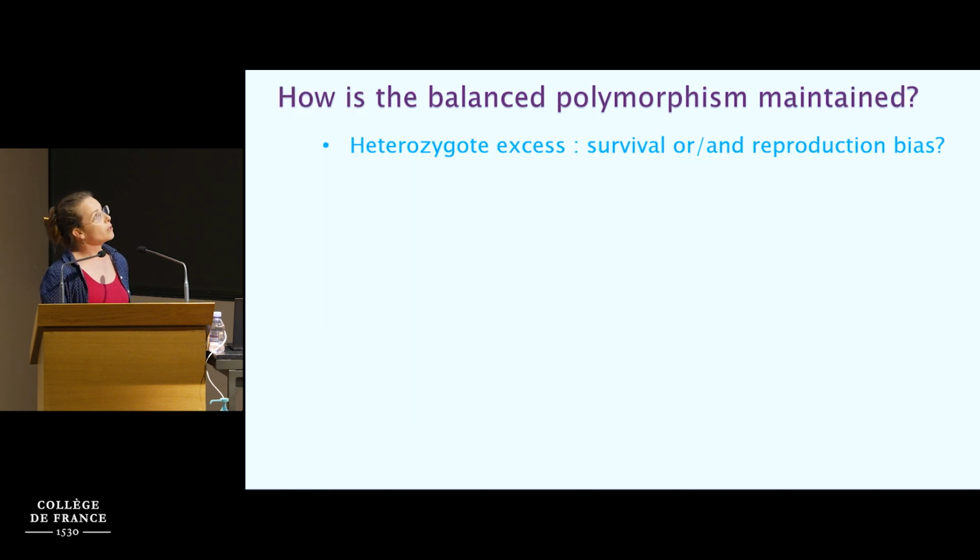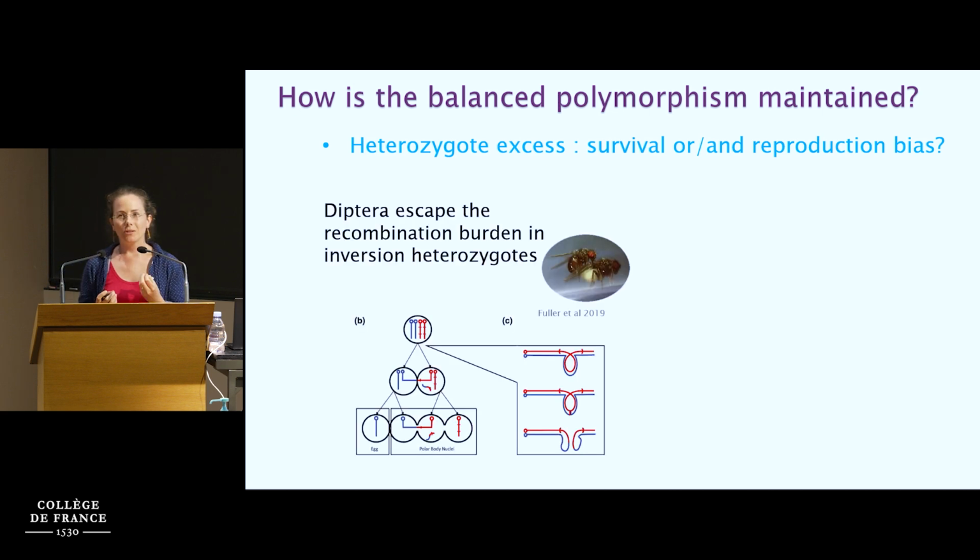So why this heterozygote excess? We could think about both survival and reproduction bias. First, a question that arises very often is that when you think about inversions, for example, in mammals, and think about the problem that it creates during recombination, because the 2 arrangements cannot pair, it could create unbalanced gametes. So we could think, well, the heterozygotes will have a low fitness.